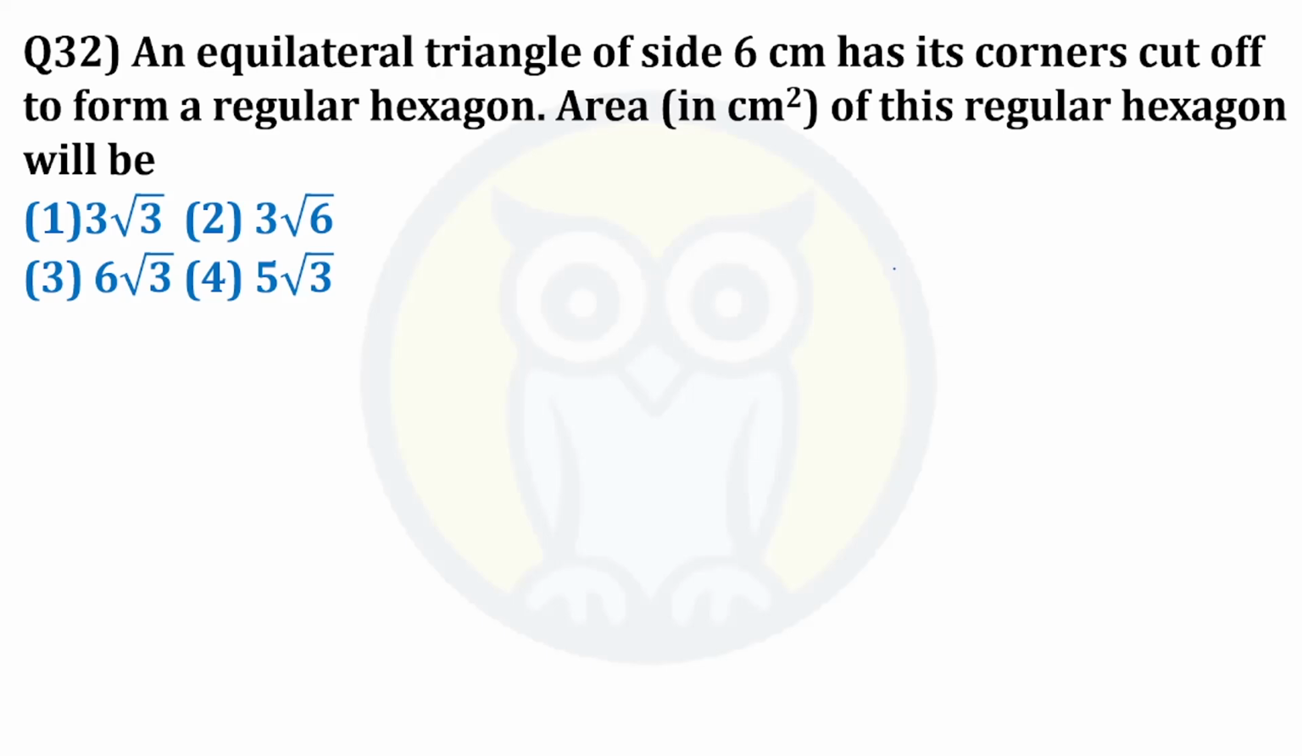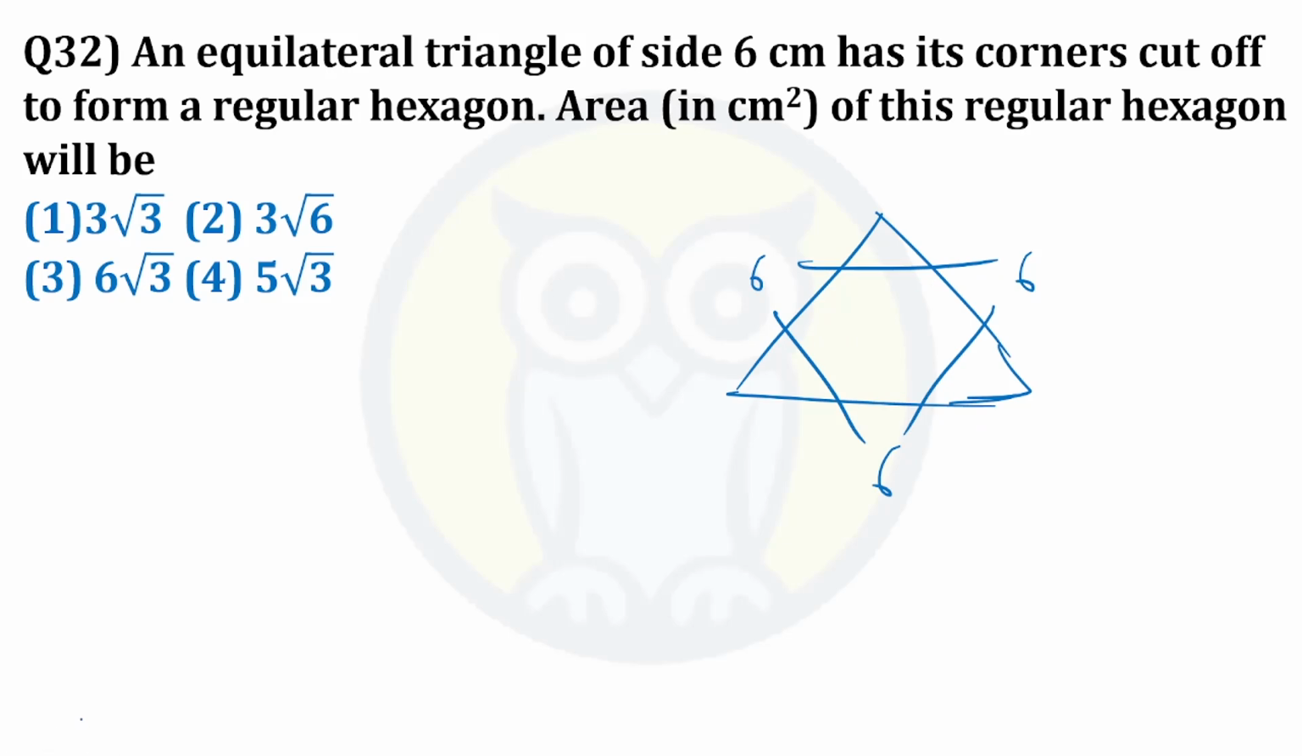Question number 32. An equilateral triangle of side 6 centimeter. Each side is 6 centimeters. After that, it has its corners cut off. The corners are cut off to form a regular hexagon. Find the area of this regular hexagon.